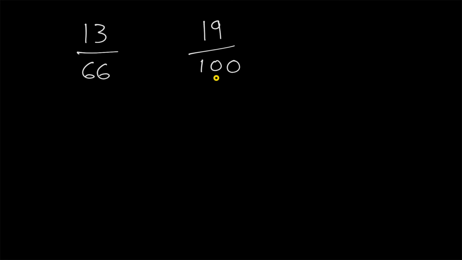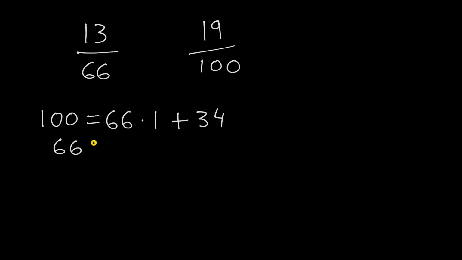So once again, take the larger of the two. The larger of 66 and 100 is 100. And then ask yourself, how many times does 66 fit into 100? Well, 66 is going to fit into 100 only one time. And then 100 minus 66 gives you a remainder of 34. Now, how many times does 34 fit into 66? 34 will fit into 66 only one time, and you're going to have 66 minus 34, which is 32, left over.